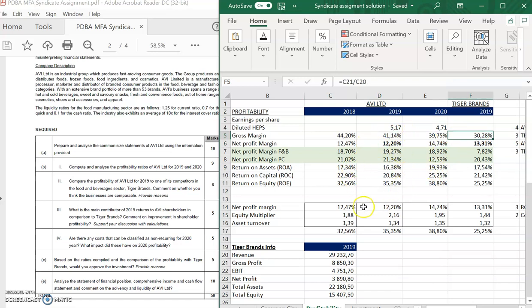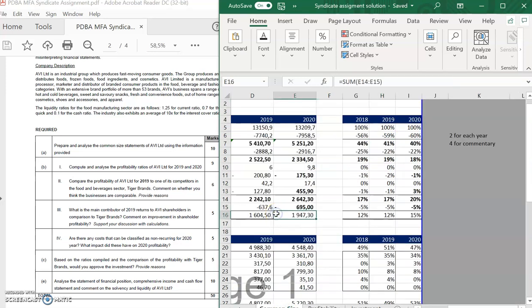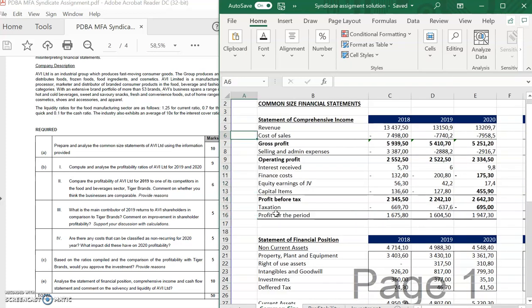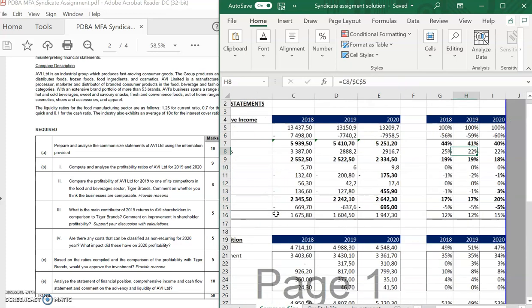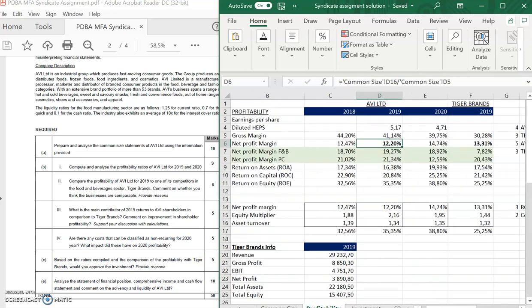You'll notice here that AVI Limited has a much bigger gross profit margin in comparison to Tiger Brands. And the net profit margin, though, has come down. So if we were to look at what actually makes up your net profit before your items, your biggest cost in terms of your net profit margin is your selling and admin expenses. So the question is whether AVI Limited is spending too much on their selling and general expenses, because they're giving away some of their profit, that gross profit margin, and it reduces when it gets to the net profit margin in comparison to Tiger Brands.